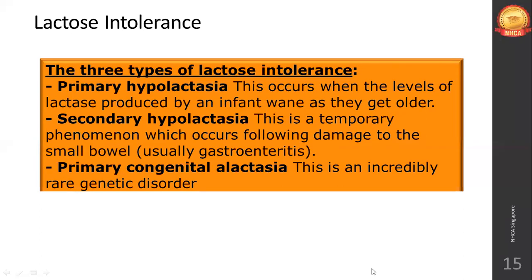Then primary congenital alactasia. This is a genetic disorder, an inborn metabolic disorder in which the child is born with an absence of the lactase enzyme. Phenylketonuria is also a type of this. Galactosemia is also another type of this lactose intolerance. So these are the three different types of lactose intolerance.